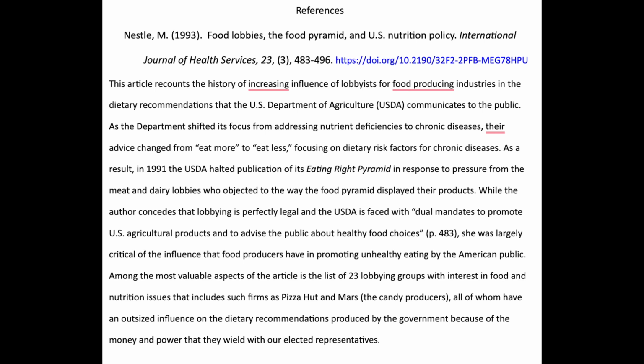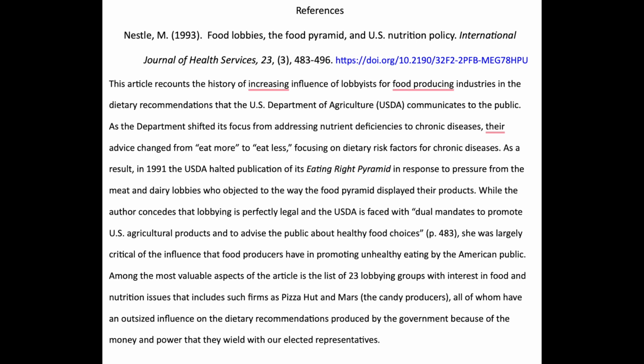And then what I do is I describe the article, saying what it's about. And so it's about this situation in the U.S. Department of Agriculture, where they have this sort of dueling mandates. They're supposed to support American agriculture, but they're also supposed to recommend a good diet. And so at some point in 1991, what happened was they changed their food pyramid because of pressure from the meat and dairy industries, who were saying, you're telling people they shouldn't eat so much of our product, and that's hurting us.